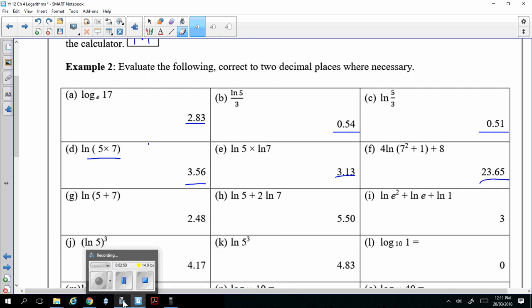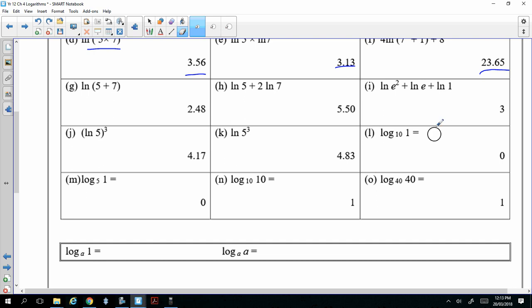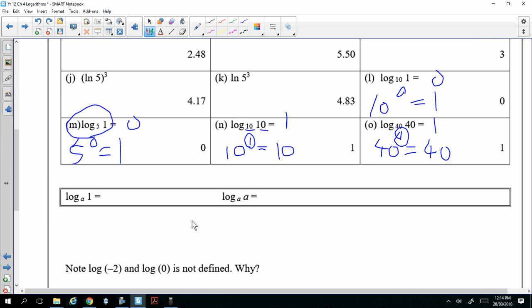All right. So log of 1 must be 0 because 10 to the power 0 is 1. So if you struggle to do that, because 5 to the power 0 is 1, the answer is 0. So you don't need a calculator for that. And when the base and the number are the same, the power must be 1. 10 to the power 1 is 10, so the answer is 1. And not just for 10, it works for 40. 40 to the power 1 is 40, so the answer is 1. Yeah? Okay. So you don't need a calculator for that. So we know that in general, log of 1 is 0, and log a of a is 1 if they're the same.